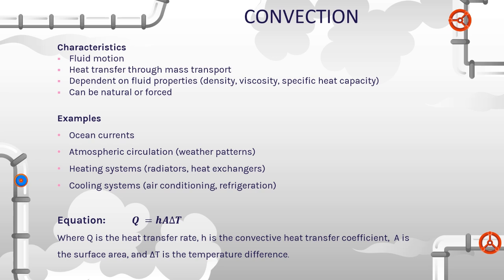Examples of convection: ocean currents, atmospheric circulation, heating systems such as radiators and heat exchangers, and cooling systems such as air conditioning and refrigeration. The equation for heat transfer through convection is given by Q, which is the energy, equal to h, the convective heat transfer coefficient, times the surface area A, times the temperature difference between the two bodies.